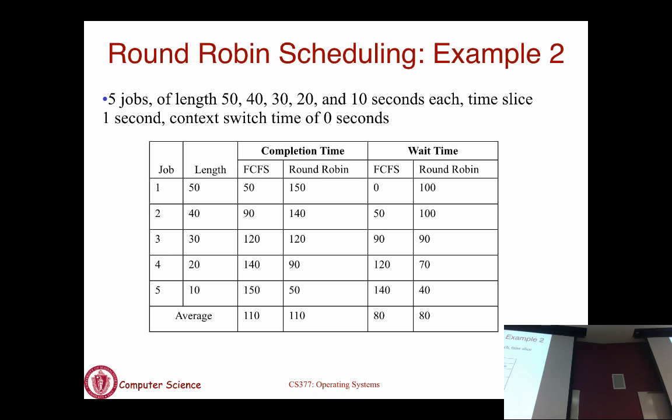You are just cycling within the jobs. You don't care when they arrive. You don't care how long they are. You are just saying these are all the jobs. Everyone gets a turn. It doesn't matter how much time you need or when you arrive. So it's basically looking at jobs from a very different perspective. FCFS actually takes when you arrived. You see other policies that consider how long the job is.